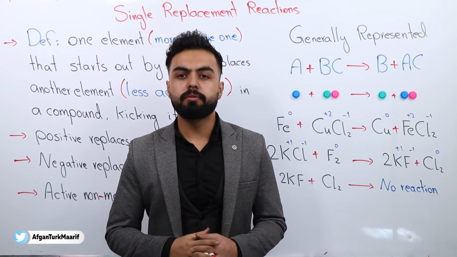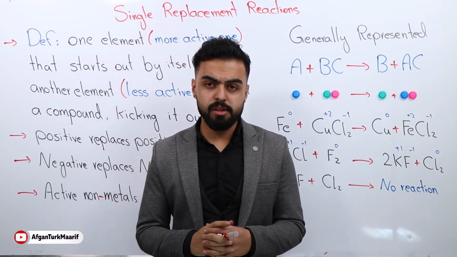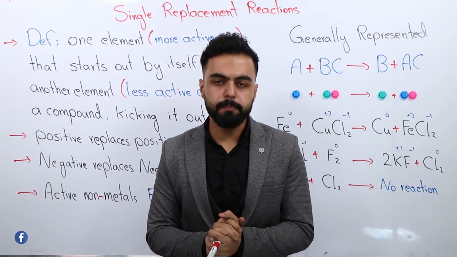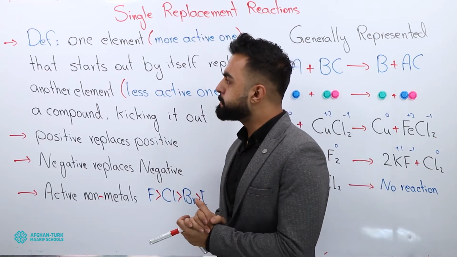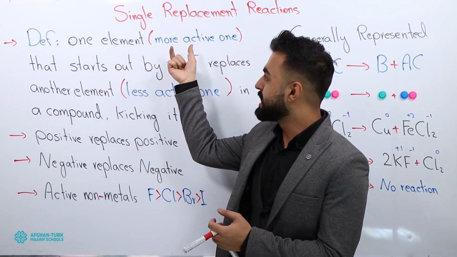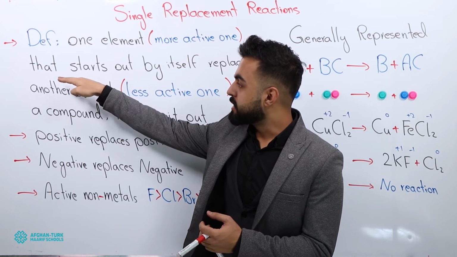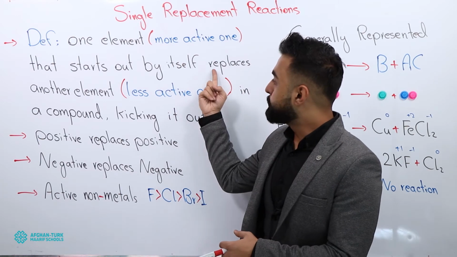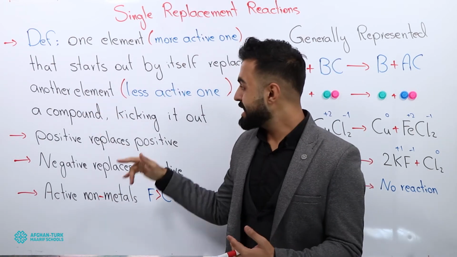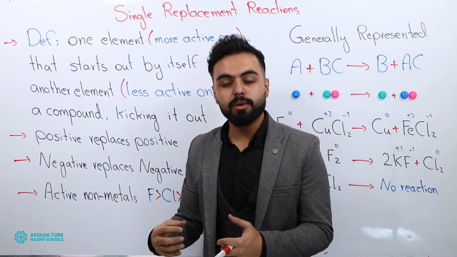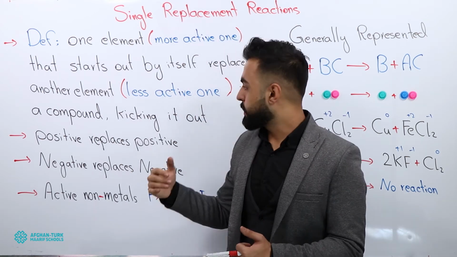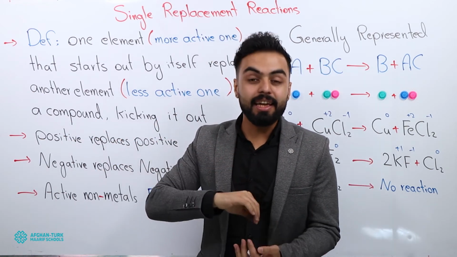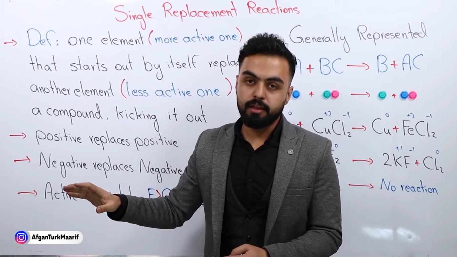So here we are with the fourth type of chemical reactions. What is that? It is a single replacement reaction. So what is the definition? One element, the more active one, that starts out by itself, at first it is alone, replaces another element. Which element? The less active one, the one which is less active than the first one, in a compound, kicking it out of the compound.